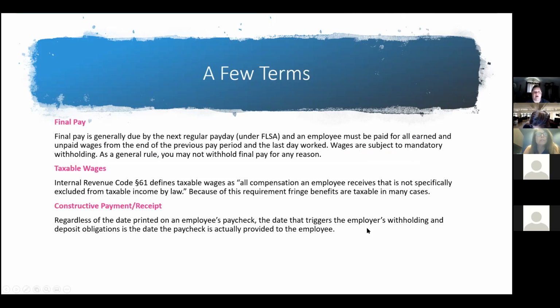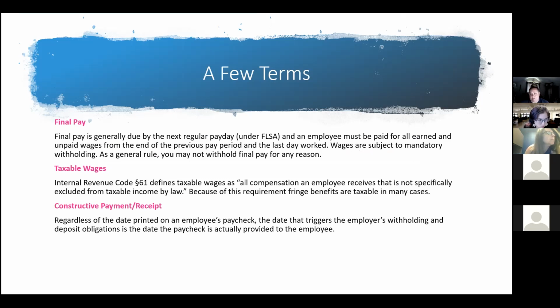All right, a few things that we need to know. Final pay. Final pay is generally due by the next regular payday under FLSA, and an employee must be paid for all earned and unpaid wages from the end of the previous pay period to the last day worked. As normal, those wages are subject to withholding. And as a general rule, you may not withhold final pay for any reason.